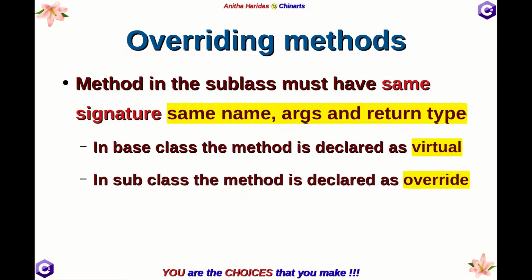So if I want to override methods, the methods in the subclass must have the same signature as that of the base class method. When I say same signature, same name, same number of arguments and type of arguments, and same return type must be there. Only then I can go for overriding methods. Not only that, if I want to override, in the base class the method must be declared as virtual, and in the subclass the same method must be declared as override. Only then you can implement overriding methods.